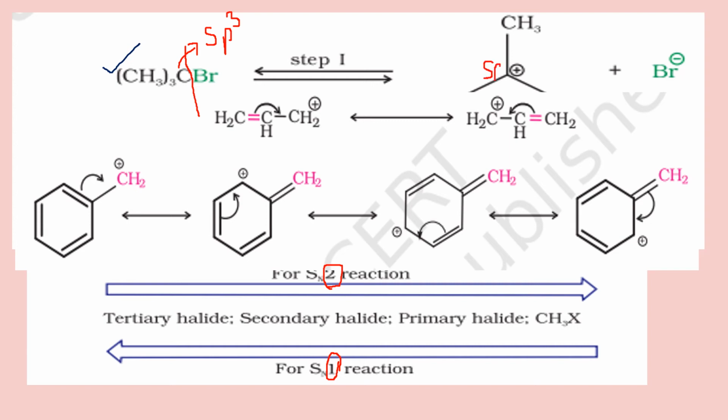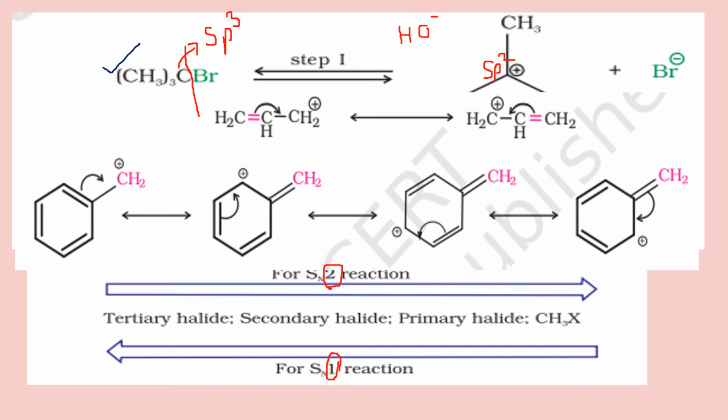So from tetrahedral, the geometry is changing to trigonal planar. Now these three bonds are in the same plane. And the incoming nucleophile, suppose OH minus is coming, second step that you will write would be like this. The OH minus is coming.